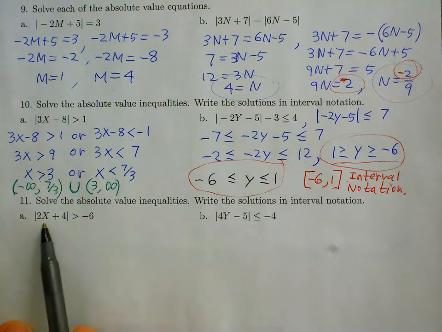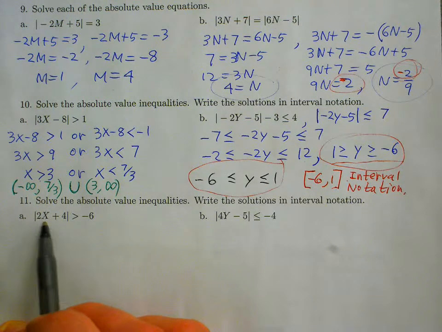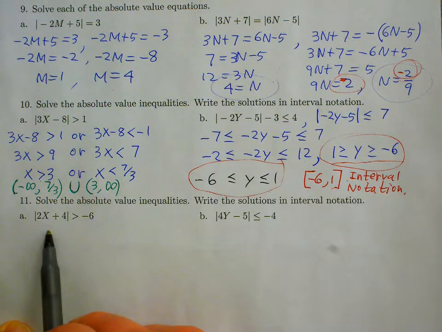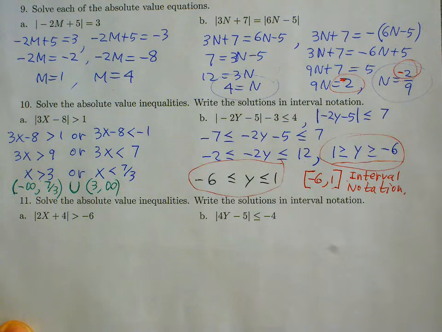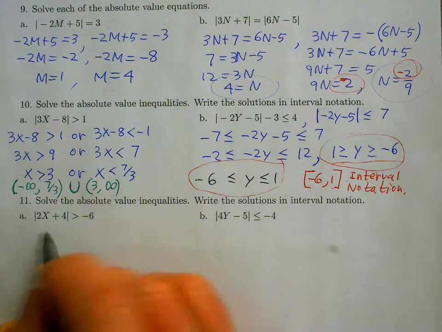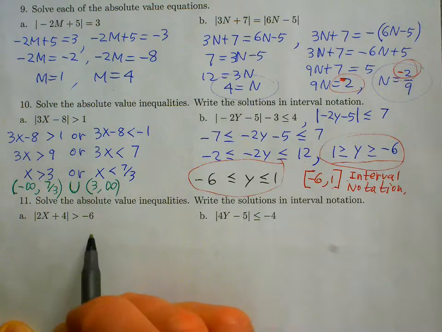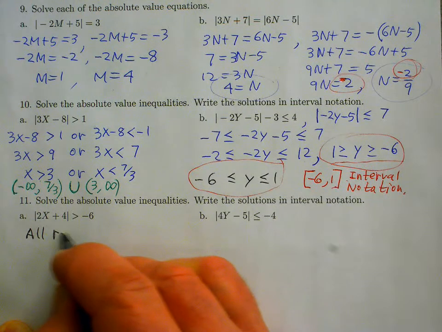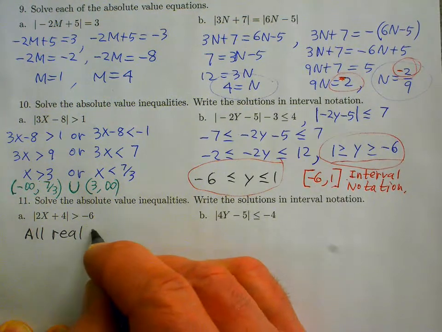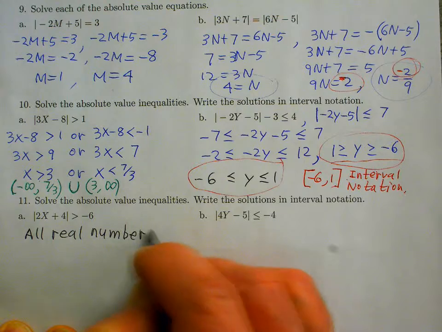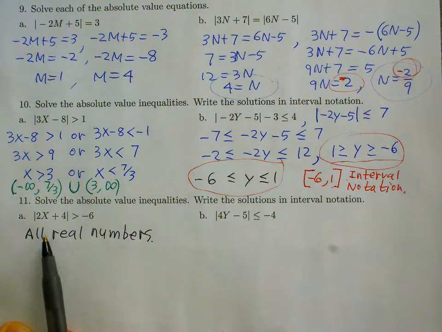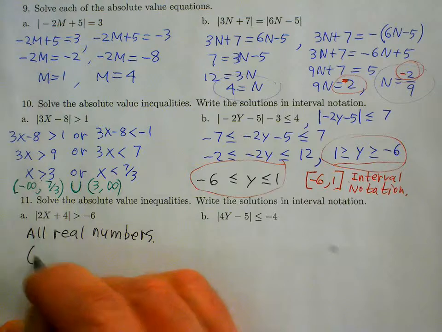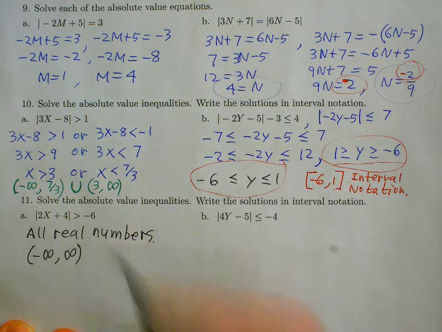You can replace x with any real number between -infinity and +infinity. And 2 times that number plus 4, the absolute value of that is going to be greater than -6, no matter what x is. So there's really nothing to do except make the observation that all real numbers are solutions, all real numbers. The interval notation for all real numbers is parenthesis negative infinity, comma, infinity, parenthesis.